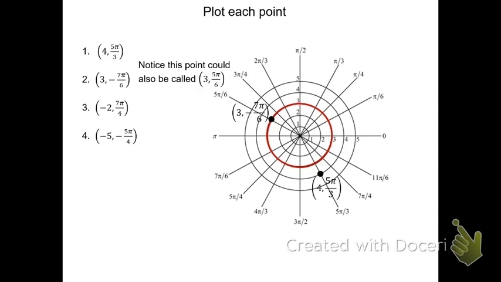Let's turn our attention to number 3. Here we have a negative radius. Now the negative radius means we're going to use that second circle still, but we're going to go in the opposite direction. So let's take a look at how this works.